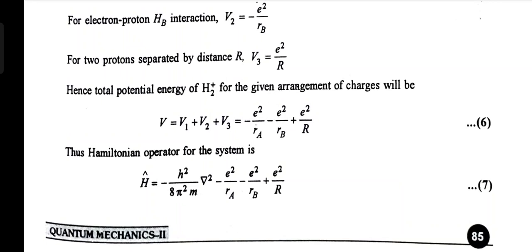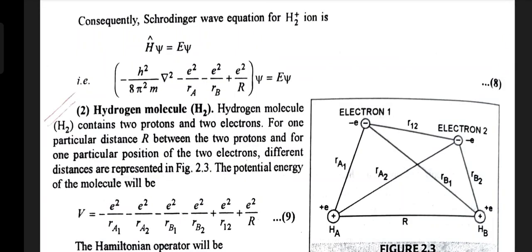Thus, the Hamiltonian operator for the system is h cap equals minus h square by 8 pi square m delta square minus e square by Ra minus e square by Rb plus e square by R. Consequently, the Schrodinger wave equation for H2 positive ion is h cap psi equals E psi, that is, minus h square by 8 pi square m delta square minus e square by Ra minus e square by Rb plus e square by R, into psi equals E psi. This one is the eighth equation.